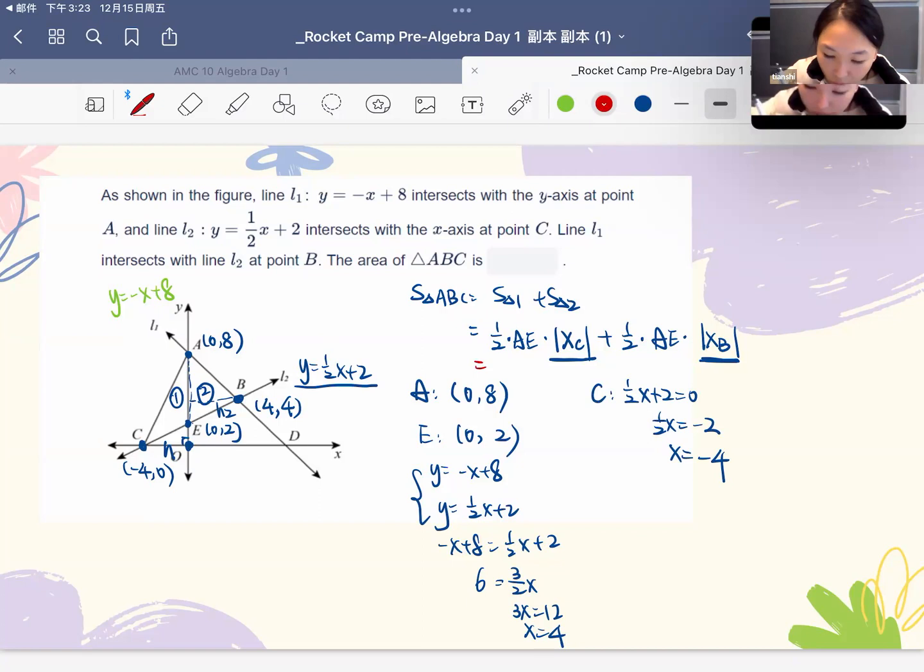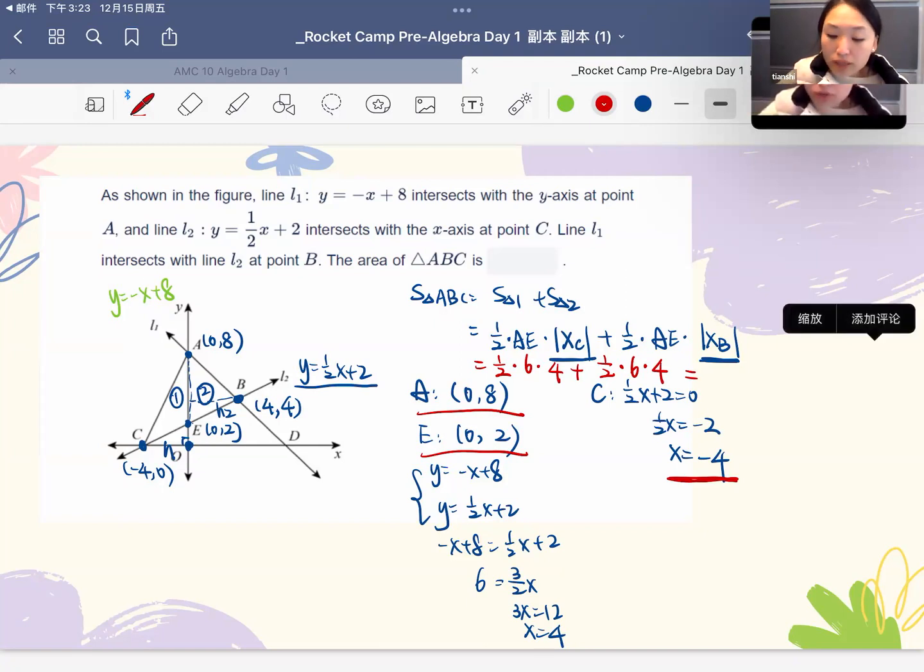So here we know the value of AE, right? AE, the distance from A to E, is just 6. What about the x-coordinate for C? The x-coordinate for C is negative 4, and the absolute value of it is just 4. And then we do a half times AE. And what is the absolute value of xB? It's 4, right? And then we just need to do the calculation. So the answer will be 6 times 4, which is 24. So the answer will be 24.